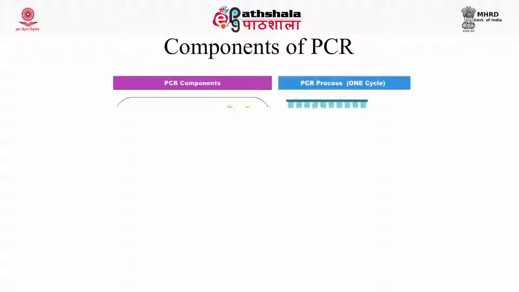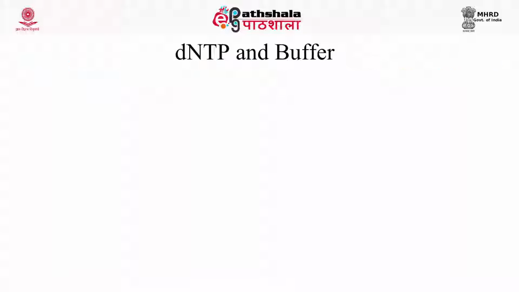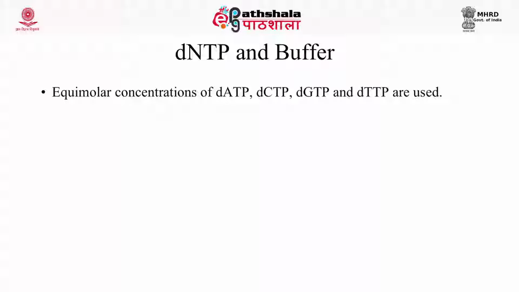Let's discuss the next 2 components of the PCR reaction, that is the nucleotides and the reaction mixture. So nucleotides are very important for a PCR reaction because they are the building blocks of DNA. We generally use equimolar concentration of nucleotides, the 4 different types being dATP, dCTP, dGTP and dTTP.